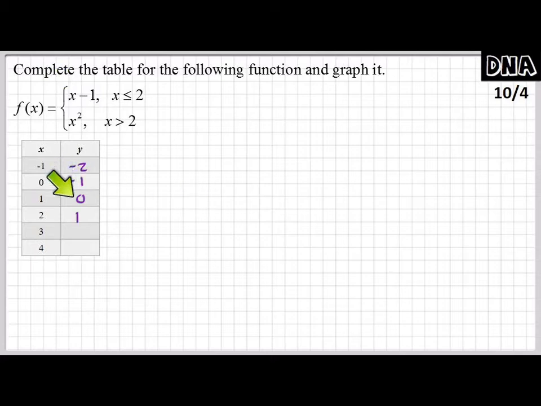All right, and then something happens when we get to 3. I plug 3 into this function. 3 is greater than 2, so we've got to plug it into the first rule or the second rule? Second rule. So you get 9. And then the last one, you're going to plug it into the second rule, you get 16. All right, now let's graph this guy.